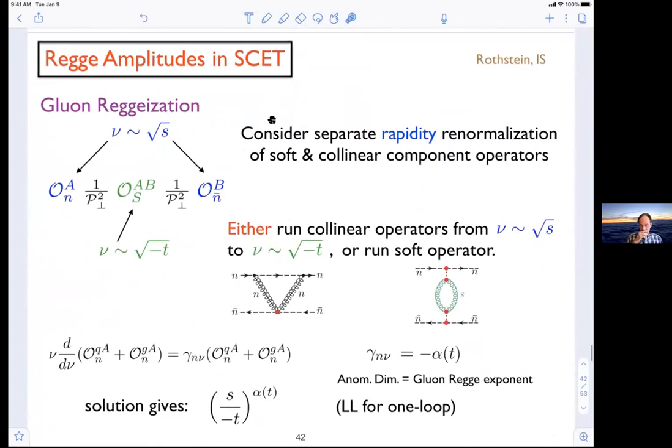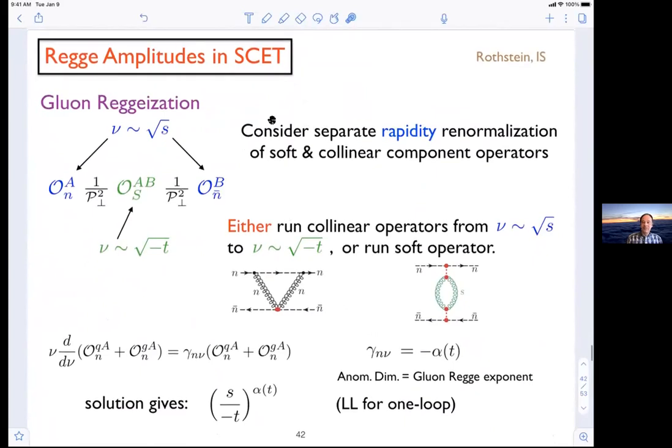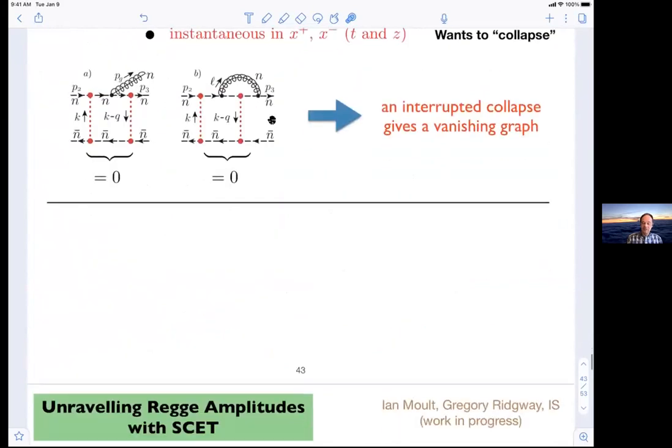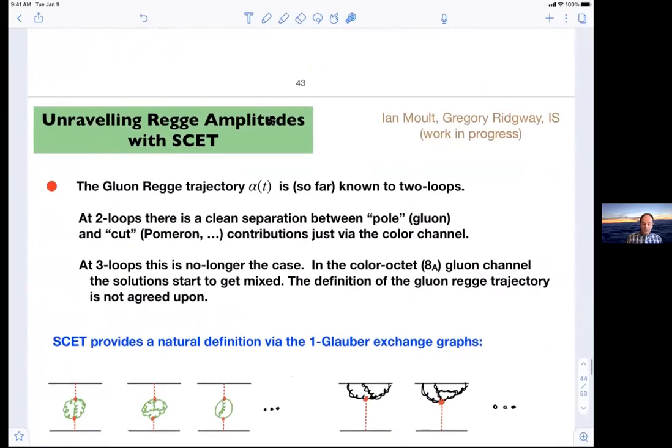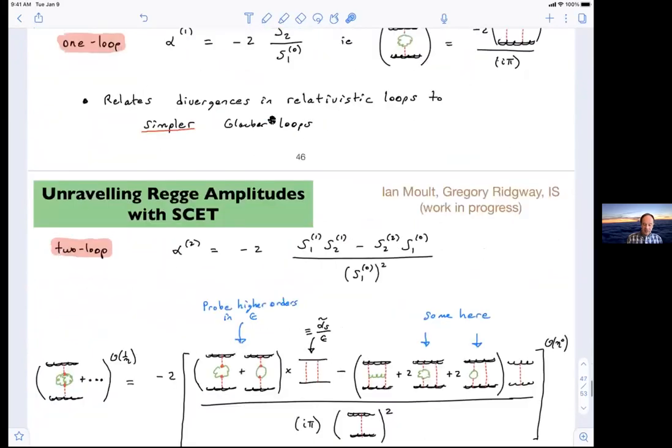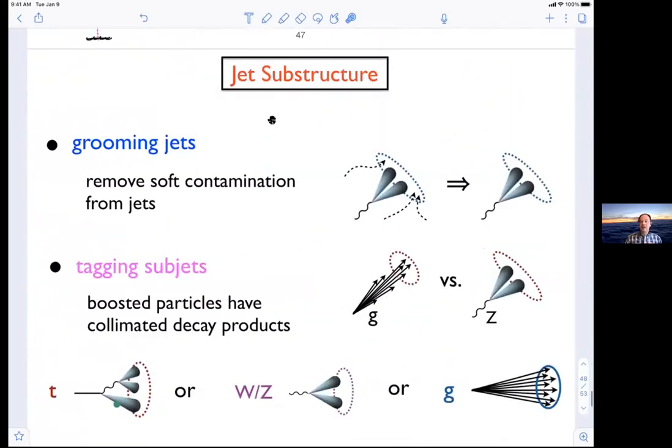Now, for lack of time, I will skip over the Glauber application to some work that I've been doing with one of my students, Regge, and I will go to the final example just because I think it'll be a little quicker. So the final example is in the same thread, but now thinking about jet substructure.